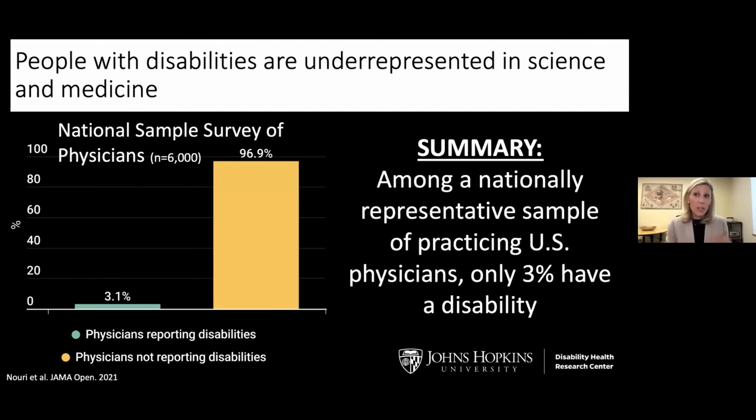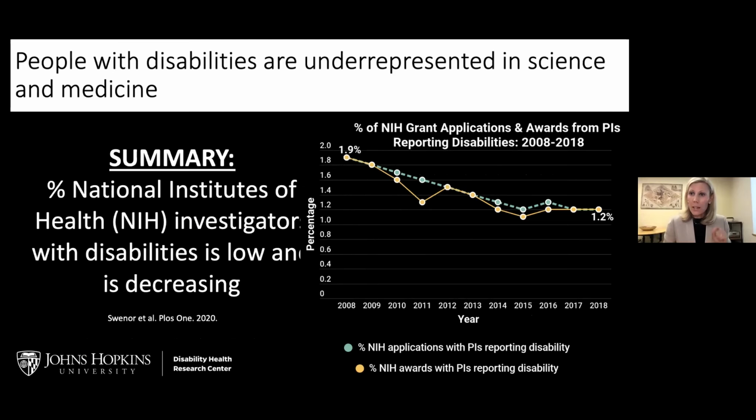On this slide, I'm showing another study by Dr. Meeks, which is fairly hot off the presses. It's data from a nationally represented sample of practicing US physicians, showing only 3% reported a disability. Again, underrepresentation.